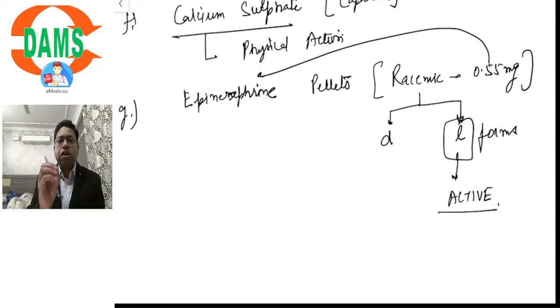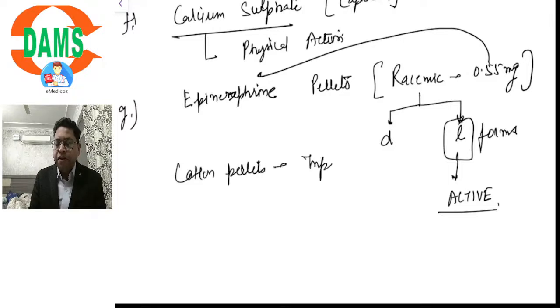Resilate. These are the cotton pellets impregnated with 0.55 milligram of racemic epinephrine, consisting of equal amounts of dextro and levo forms, and the levo form is pharmacologically active. But it is to be used cautiously in cardiac patients because it has a vasoconstrictor property. And secondly, these cotton pellets can impair wound healing.